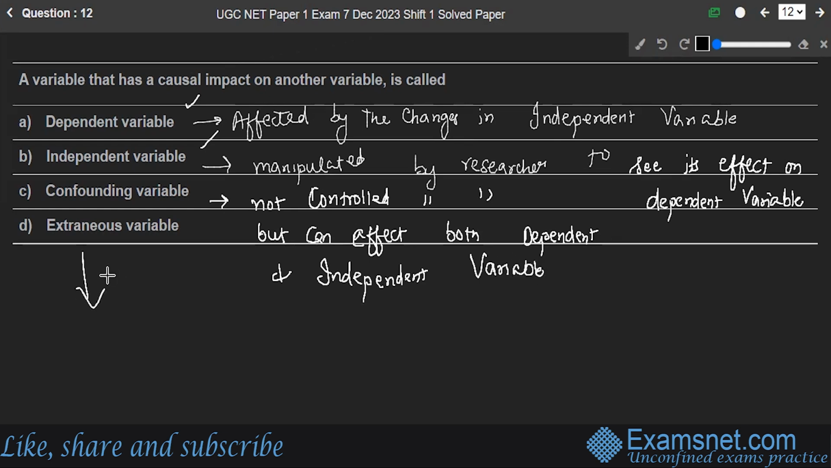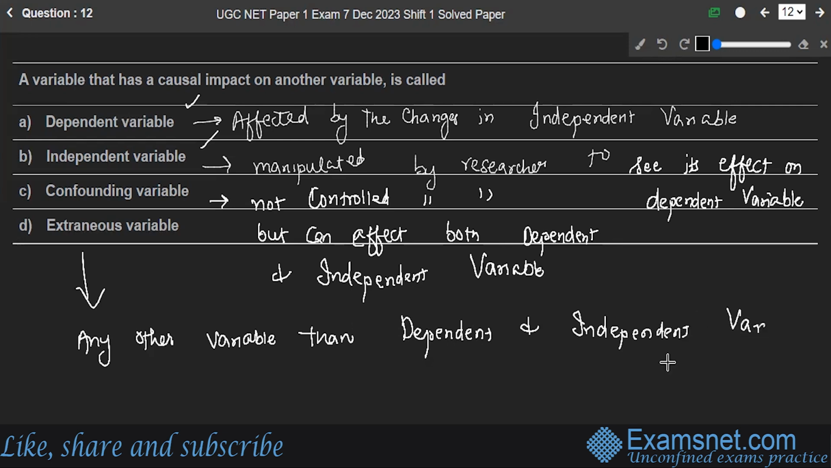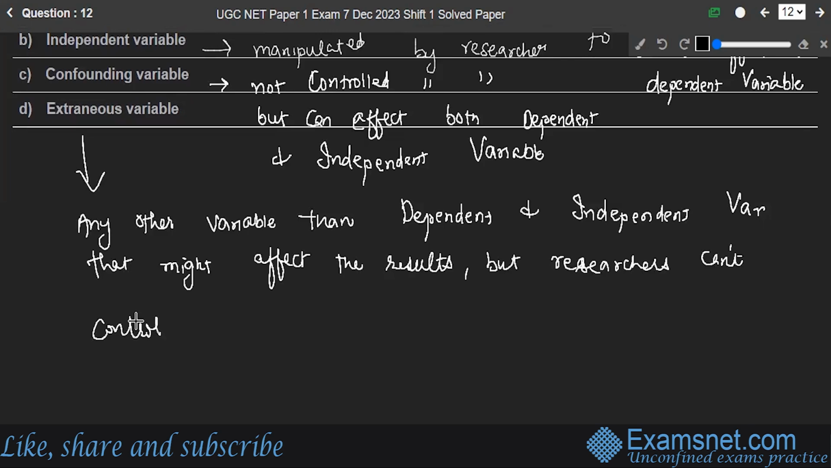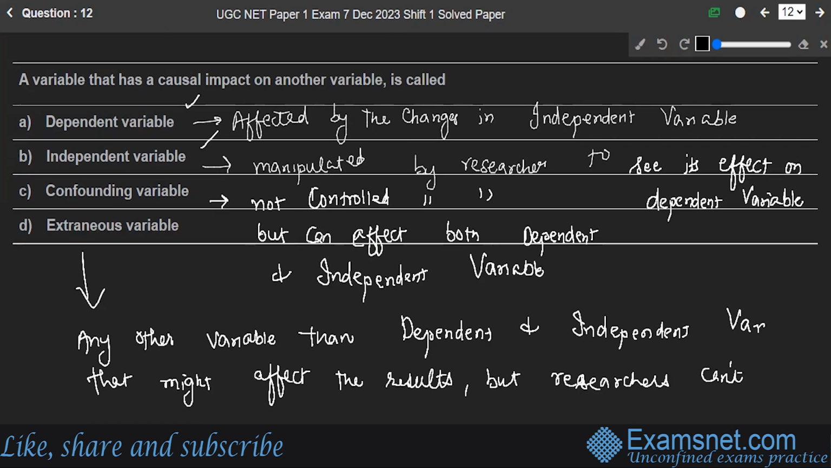Then there is the extraneous variable. This is any variable other than the independent or the dependent variable that might affect the results, but the researcher cannot control it. All right, so the right answer to the question is option B.